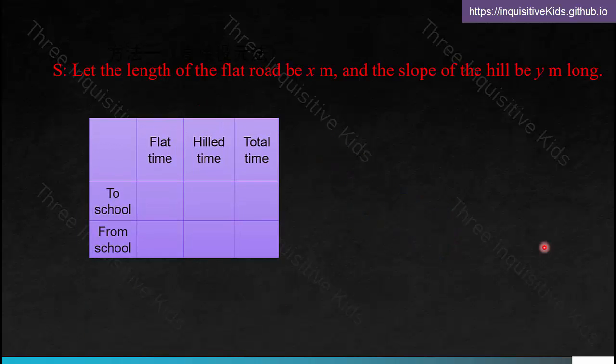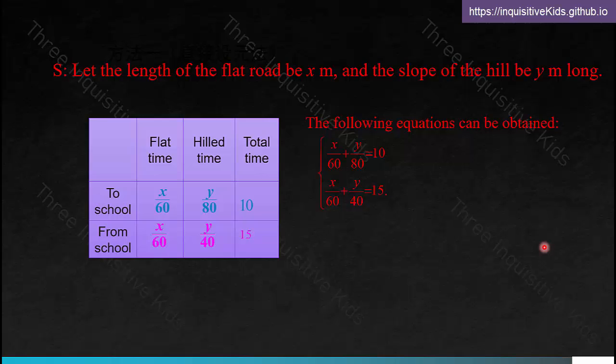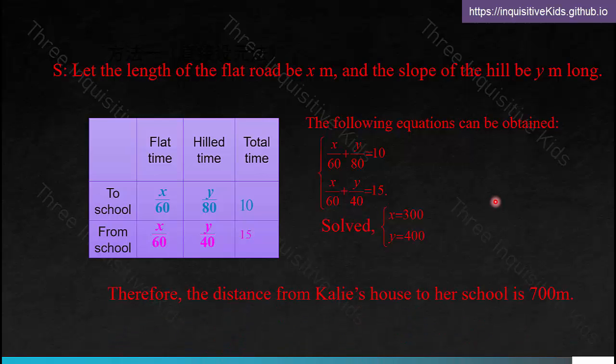So let the length of the flat road be x meters and the slope of the hill be y meters long. To fill in this chart, we know that the flat time would be x divided by 60. From school, that would also be x divided by 60. Then y divided by 80, y divided by 40. And the total time is given in the problem, 10 and 15. So this is the following system of equations that can be obtained. Solved, x is equal to 300 and y is equal to 400. So therefore, the distance from Kaylee's house to her school is 700 meters.